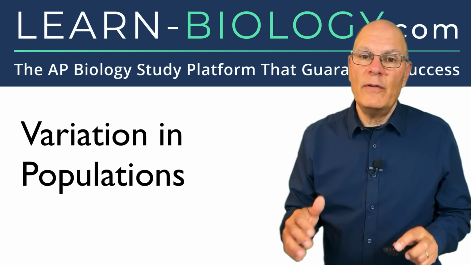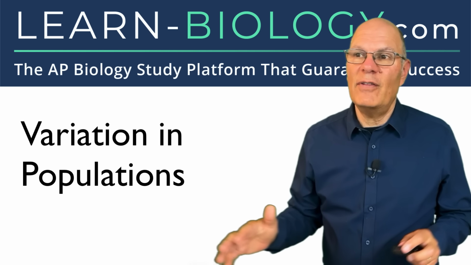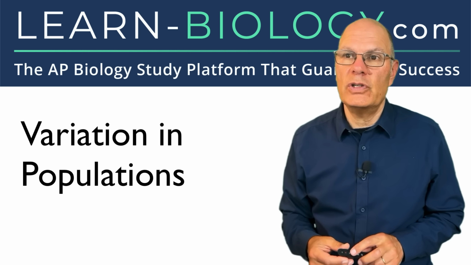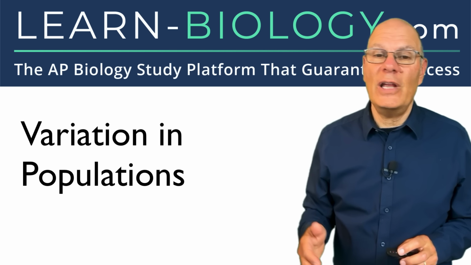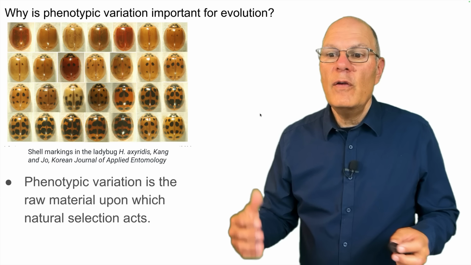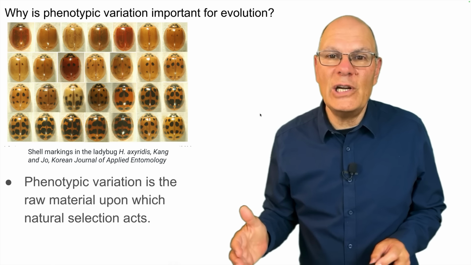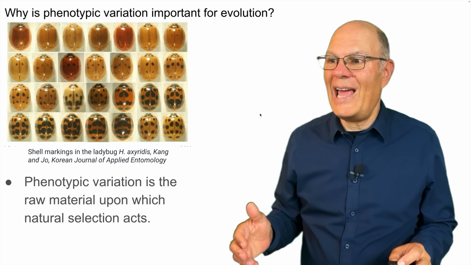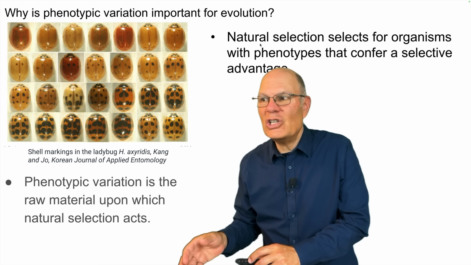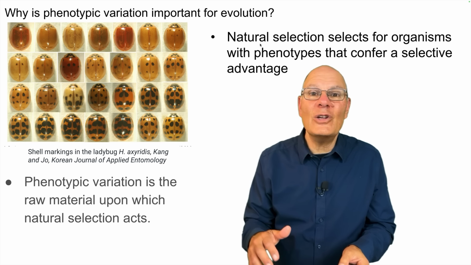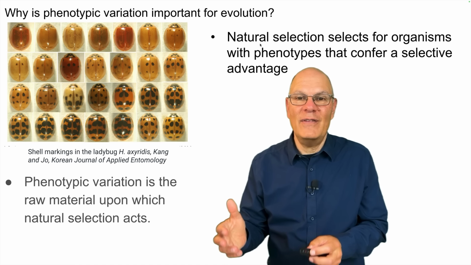We're now going to pivot away from speciation and just look at the evolution of variation and its importance. So, why is phenotypic variation important for evolution? Phenotypic variation is essential for evolution. It's the raw material upon which natural selection acts. Natural selection selects for organisms with phenotypes that confer a selective advantage.